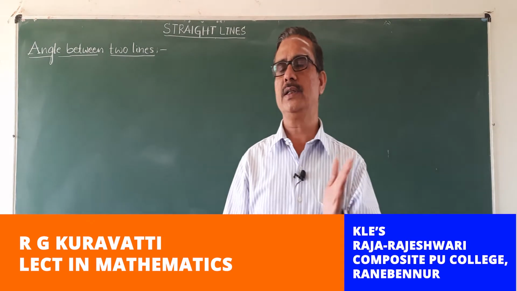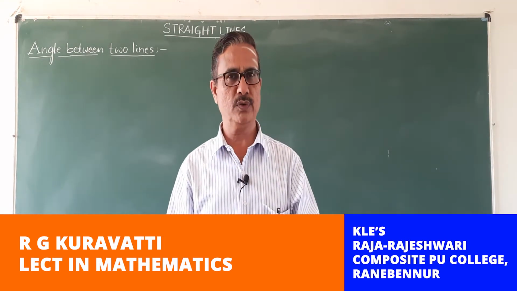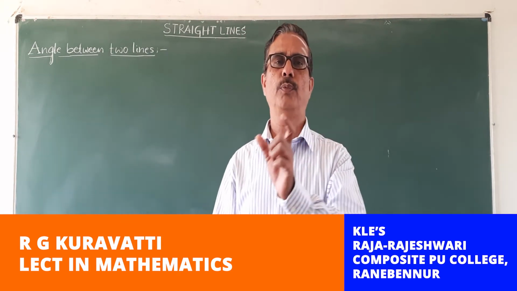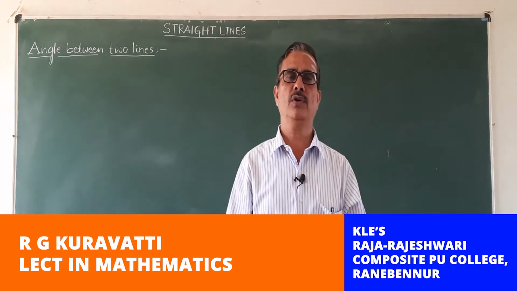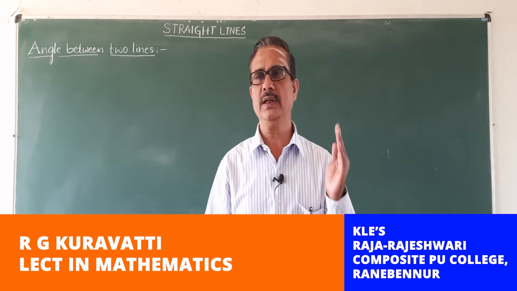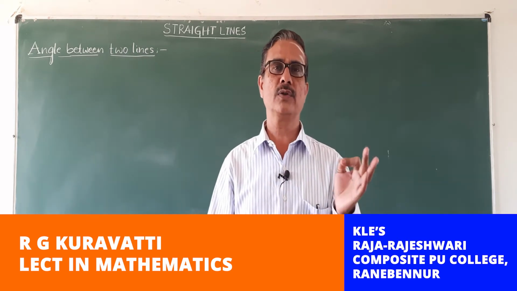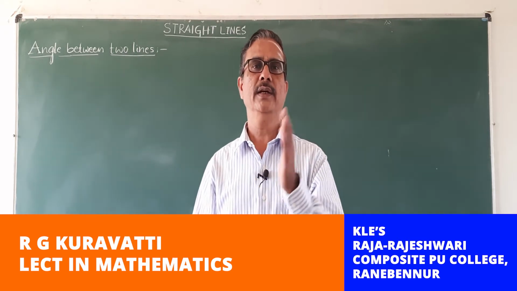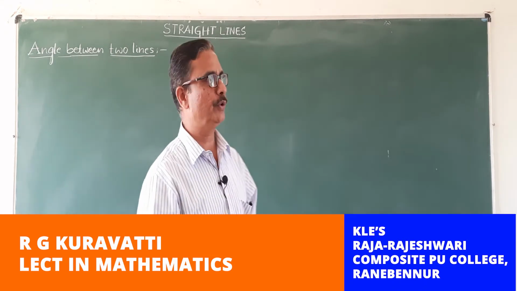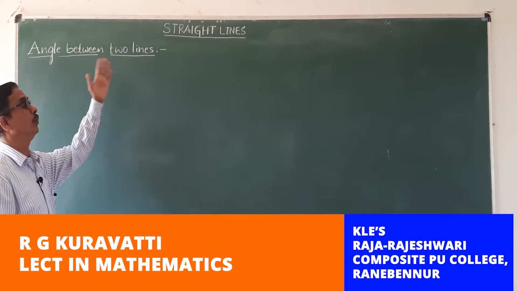As you know, the general form of equation of a line is ax plus by plus c is equal to 0, where a, b, c are constants. Now, to find the slope of the general form of equation of line ax plus by plus c is equal to 0, after simplification, its slope is minus a upon b. Okay. Now today I am going to deal with a most important result, that is angle between two straight lines.